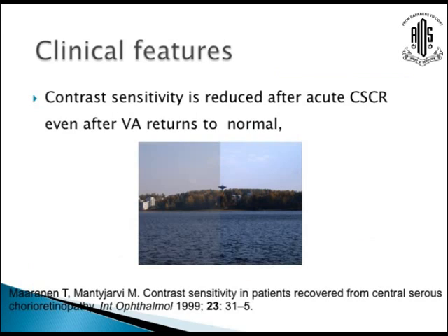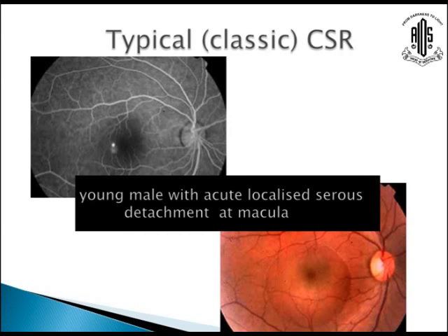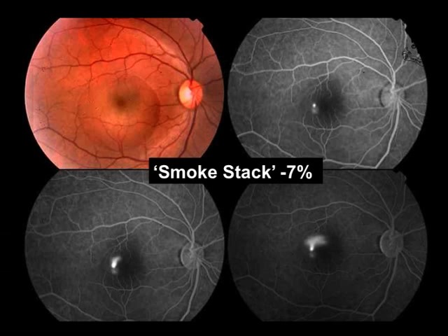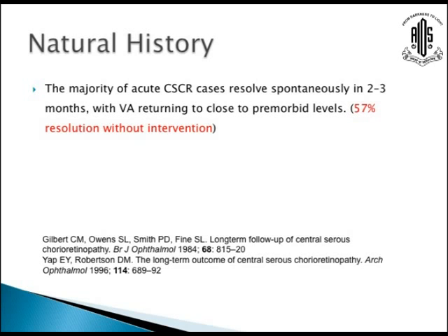to 6/60. And even after the acute CSCR resolves and the vision returns to normal, usually the contrast sensitivity remains subnormal. Coming to the typical picture, a young male with acute localized serous detachment at the macula, and on angiography it shows point leakage, ink blot type of leakage, in 93% of the cases. Smokestack type of leakage is seen angiographically, like here, in around 7% of the patients. In the natural history, around 60% of the cases of acute typical CSCR resolve spontaneously within 3 months without intervention.